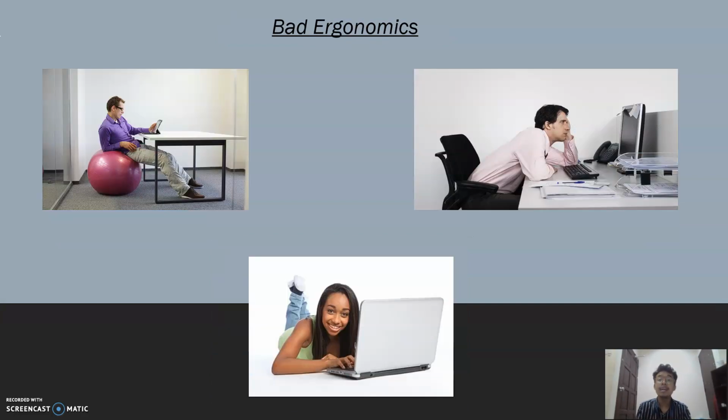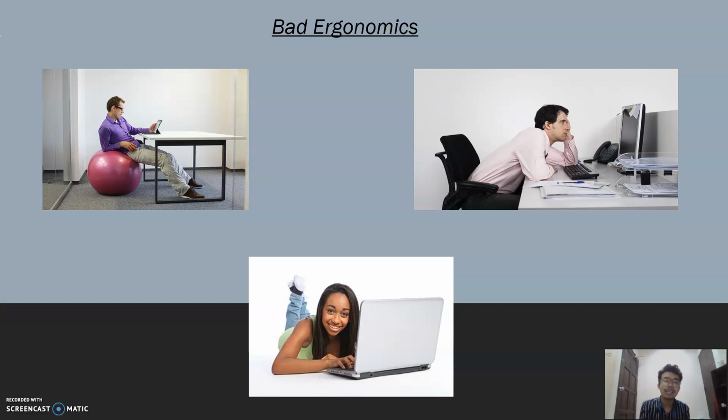So proceeding on. These are a few bad ergonomics. First of all, the man sitting on a yoga ball. We can see the amount of stress built up on his back will increase the back pain over a long period. So these three pictures relate to pain over a long period.